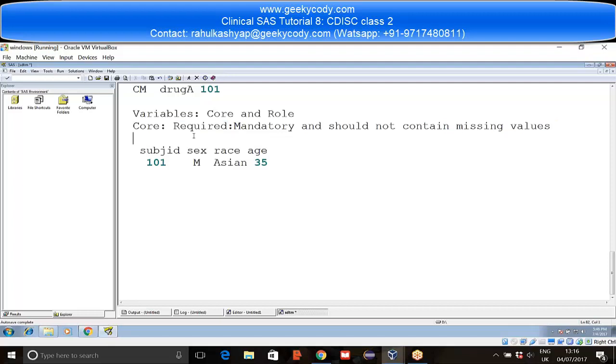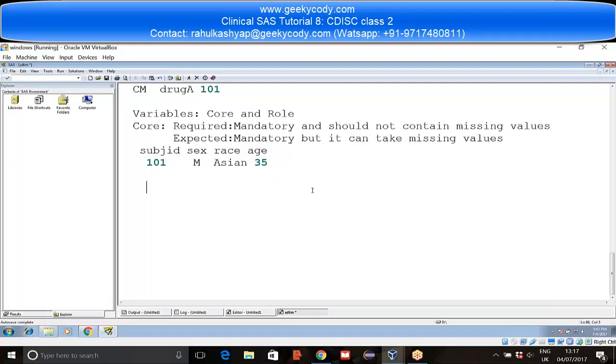Okay. Next one is an expected variable. Expected variable means it is mandatory, but it can take missing values. So that variable should be present in the data set, but if it has missing values also, that is fine.